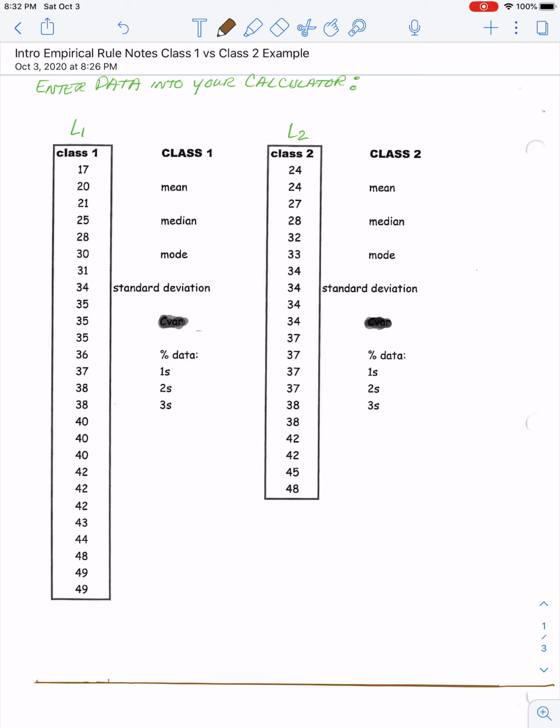Hello everyone. This evening I have created a couple of data sets for you to examine the percent of data as it's dispersed between the mean and a given standard deviation. To work this problem, I need you to first take these two data sets, class 1 and class 2, and enter this data into your calculator in the appropriate list. You do not have to sort your data, although it might be helpful in calculating the mode.